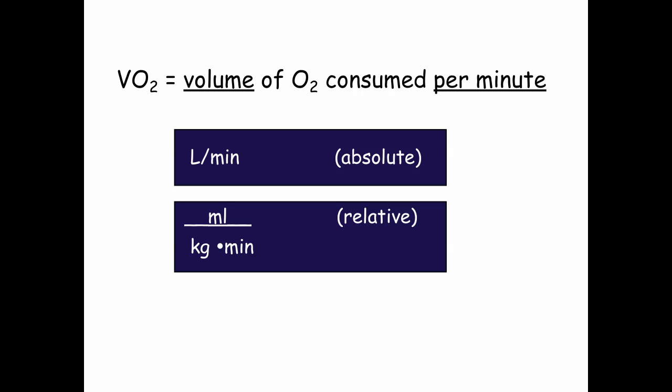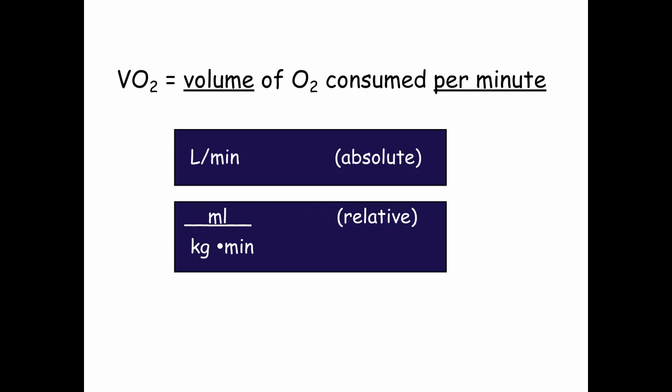I can also put you on a cycle ergometer and make you exercise at different exercise intensities and measure the volume of oxygen your body is consuming at those different exercise intensities. We need to be able to convert absolute values in liters per minute to relative values in mils per kilogram per minute to be able to compare between two different sized people.